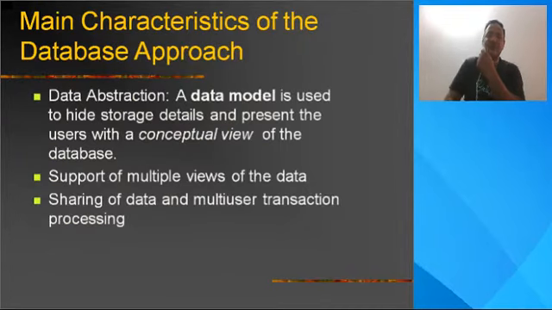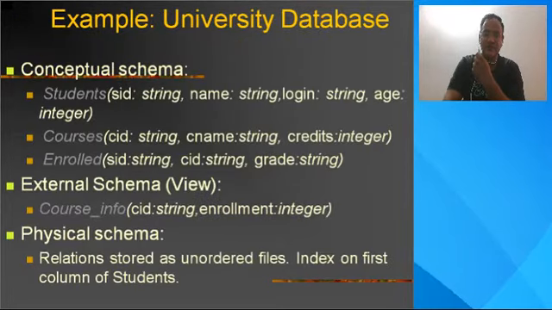Now the main characteristics of the database approach: it provides an abstract view of the data, meaning everything will be hidden. A data model is used to hide the storage details and present the user with a conceptual view of the database. It supports multiple views of the data, sharing of the data and multiple user transaction processing.